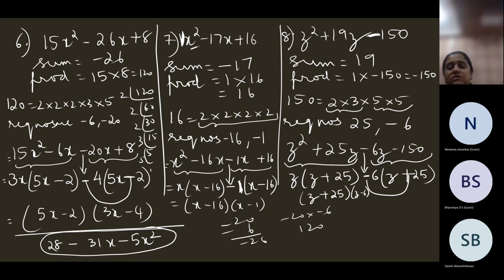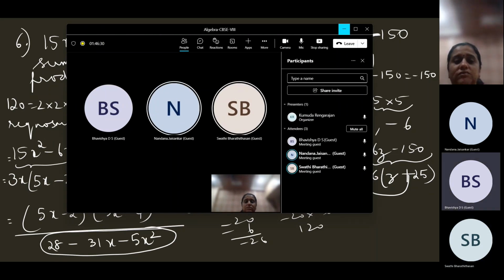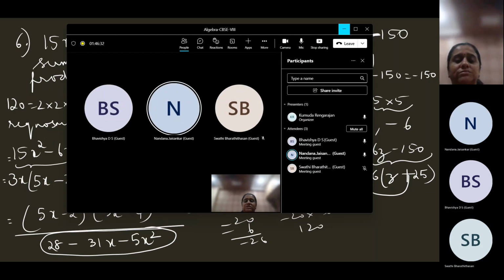All right, children. Understood these two? Understood, children? Yes, ma'am. All of you finished your dinner? Yes, ma'am. Very good. Nandana and Bhavishya? Yes, ma'am. Yes, okay, very good.